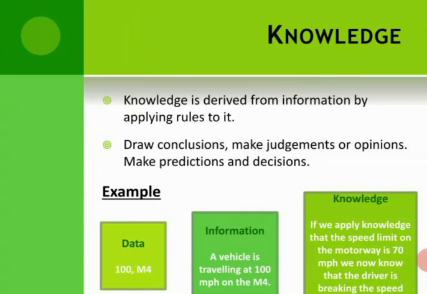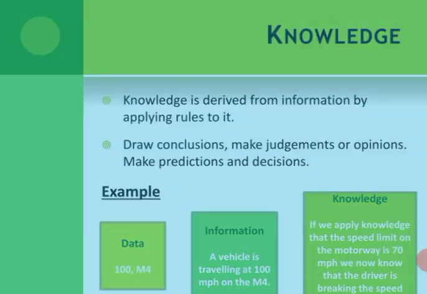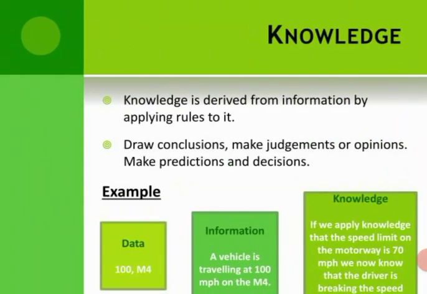Through knowledge, we can draw conclusions, make judgments or opinions, make predictions and decisions. So information gives us knowledge. Knowledge is gotten from information, but it has to have rules applied to it. So here is an example.